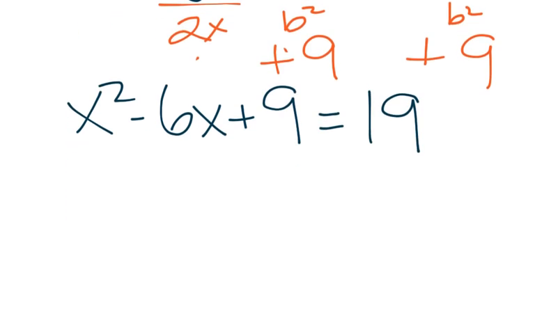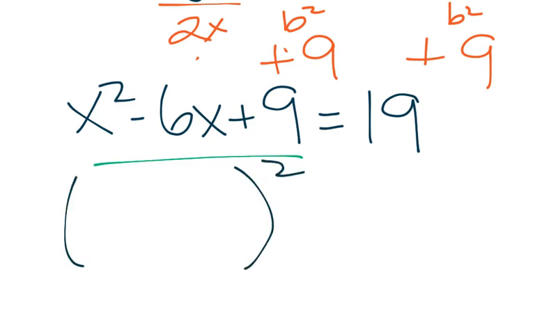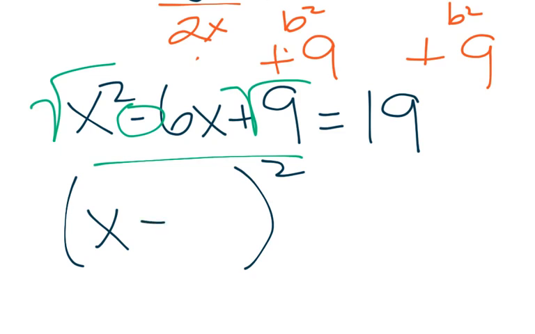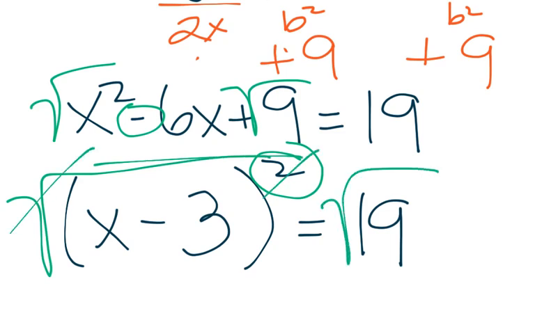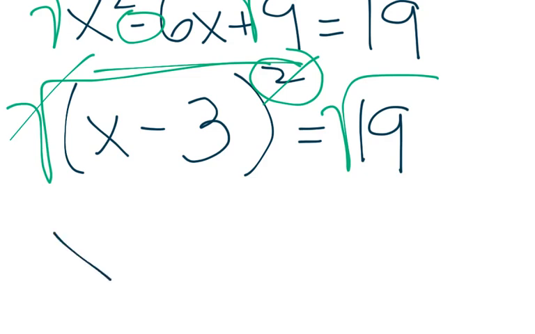Now we want to turn the left side into a square. Well, this is already a perfect square trinomial, but we want to factor it to be a perfect square. So we're going to take the square root of the first term and the square root of the last term, and we're going to say x minus the square root of 9, which is 3. So (x minus 3) squared equals 19. Now in order to undo this square, we want to find the square root of both sides. Okay, so this cancels this out, so all that we're going to be left with is the inside part. So x minus 3 equals the square root of 19.